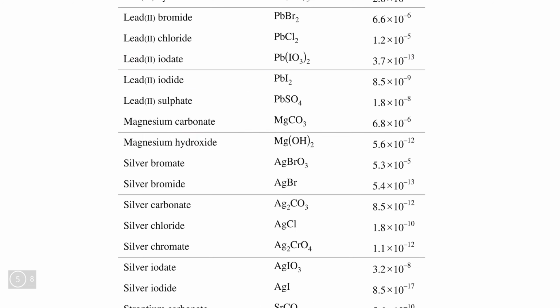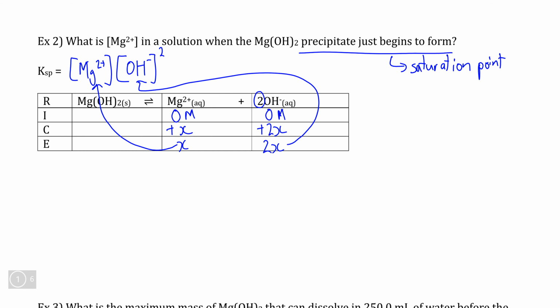So if we check our data table, we can see that the KSP for magnesium hydroxide is 5.6 times 10 to the negative 12. So if we go back here, we know that our KSP is equal to 5.6 times 10 to the negative 12, which is going to be equal to x, the concentration of magnesium, times 2x squared, the concentration of OH minus squared.